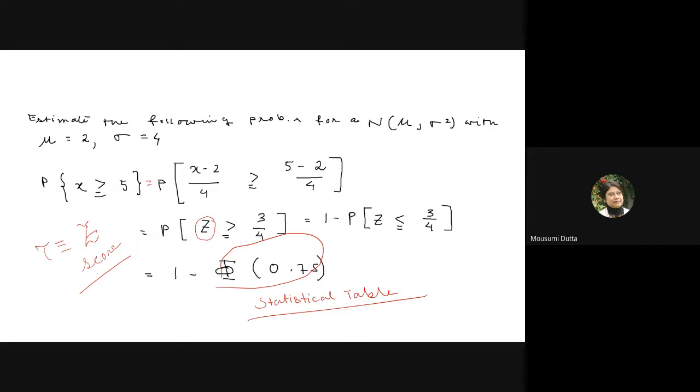Okay, and find out the value of capital phi at 0.75, and next tell me what the value is. Once you check the table and get the value, I'll put 1 minus that value and we'll find out the probability of x greater than or equal to 5 if the mean is 2 and standard deviation is 4.